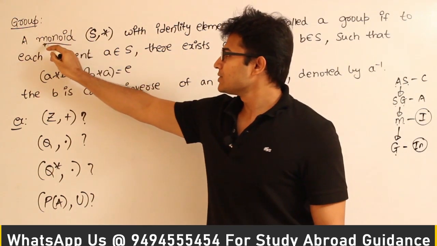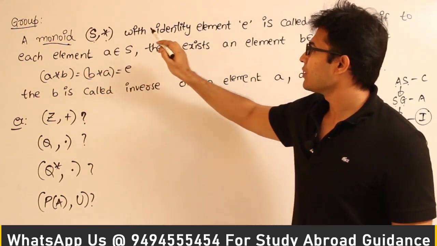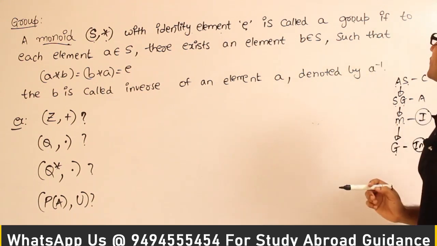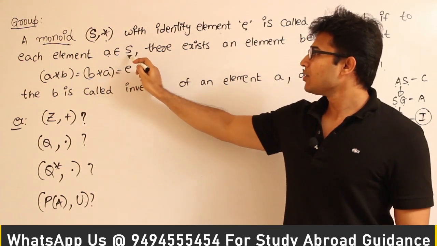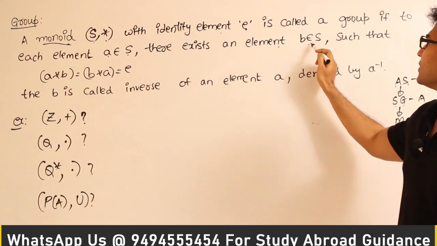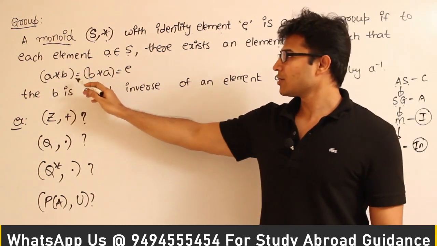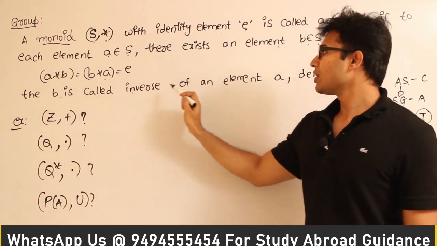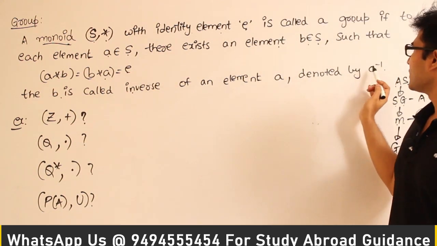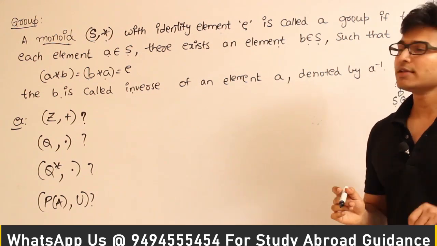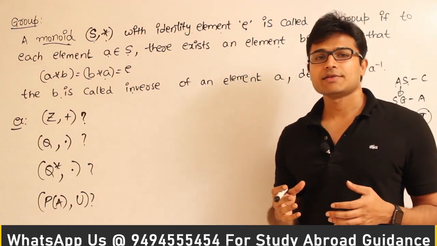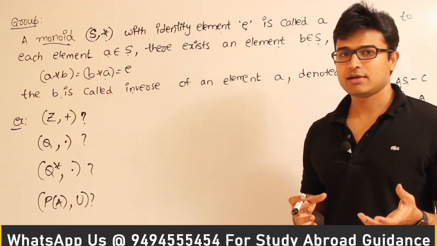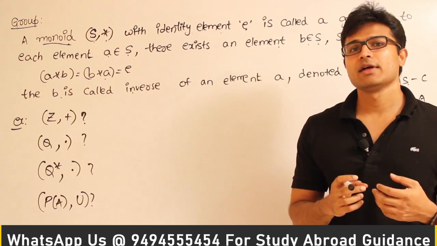A monoid (S, *) with identity element E is called a group if to each element A belongs to S, there exists an element B belongs to S such that A * B = B * A = E. The element B is called the inverse of the element A, indicated by A inverse. So what does it mean? If a group has to be a monoid, then it has to satisfy these properties, right? So what is the property? Every element should have an inverse.